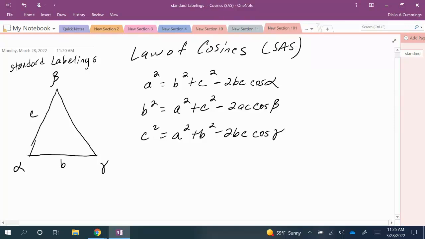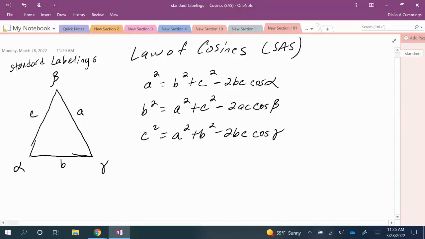All right, C squared is equal to A squared plus B squared minus 2BC times the cosine of gamma. So here again, we will be given side length A, side length B, and angle gamma, and we could find the side opposite that given angle measure.